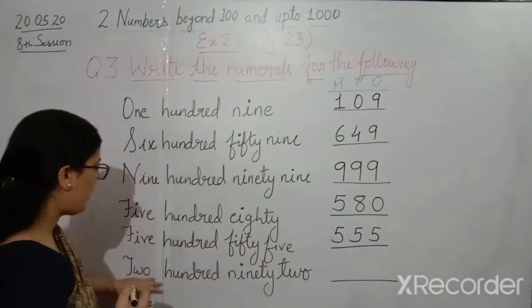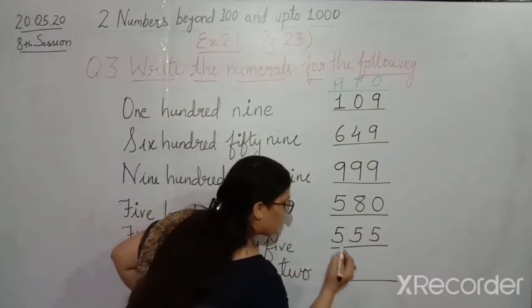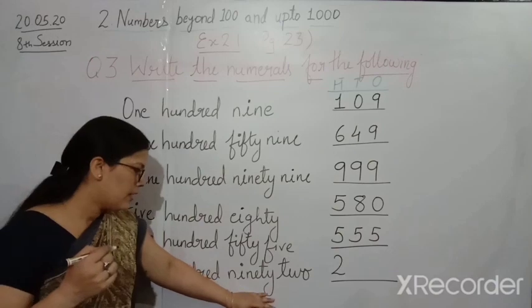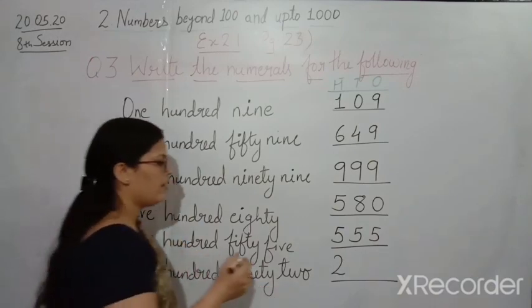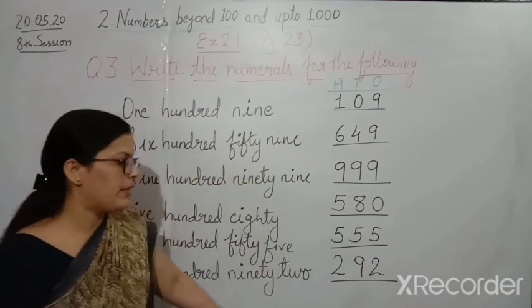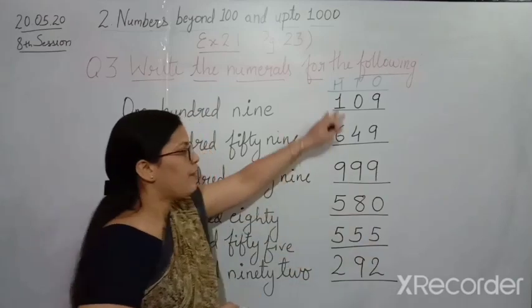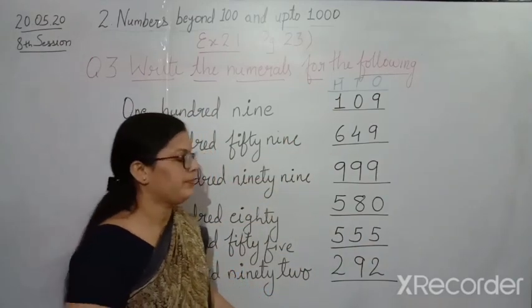Now the last one is 292. We'll write 2 at the hundreds place, 200, and then 92, tens and ones will be 92. So the number is 292. Okay, so fill all these answers in your book.